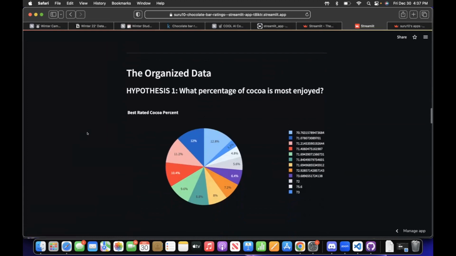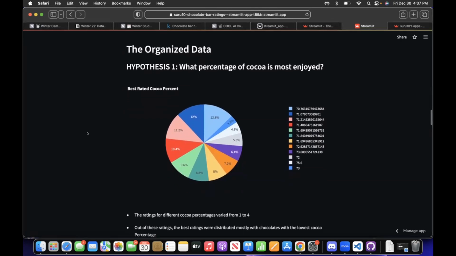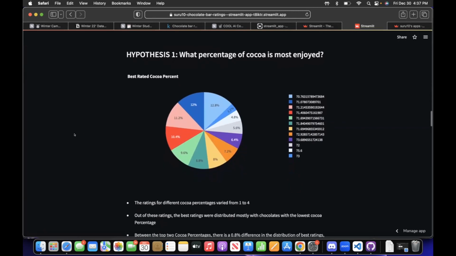Cool. After we cleaned our data, we were ready to create some really cool visualizations to represent it, and we came up with 6 hypotheses that we would answer through our graphs. Our first hypothesis was what percentage of cocoa is most enjoyed.